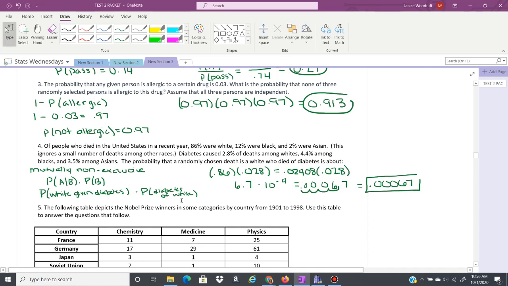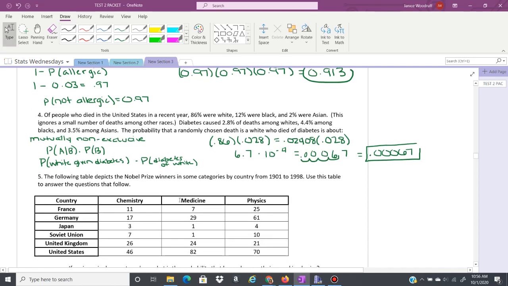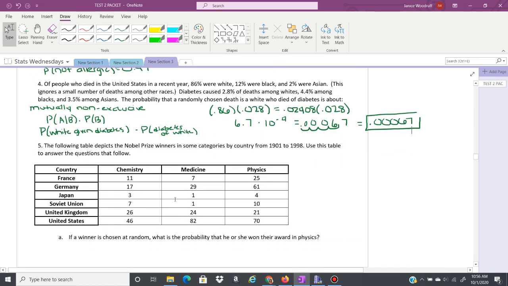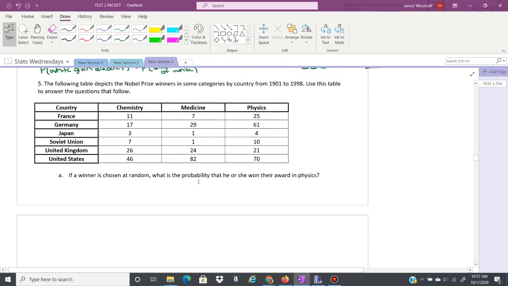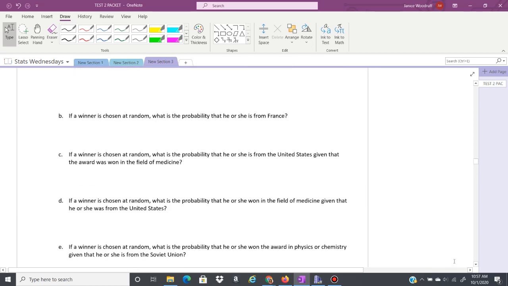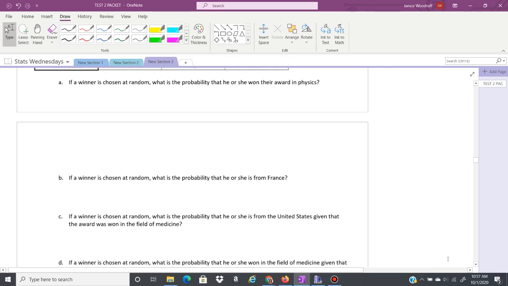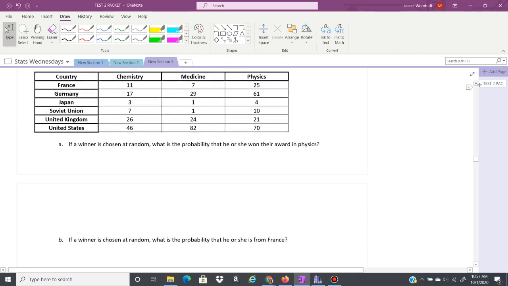All right, now we have another table for number 5. Okay, and this is not a two-way table. There's a lot of things on here. So let's take a look. The following table depicts the Nobel Prize winners in some categories by country from 1901 to 1998. All right, so we want to look at this table. We want to answer some of these questions here. So I'm going to want to tally up this table.